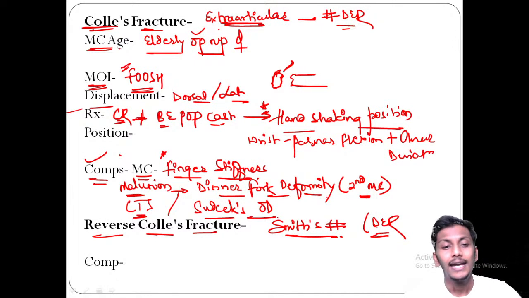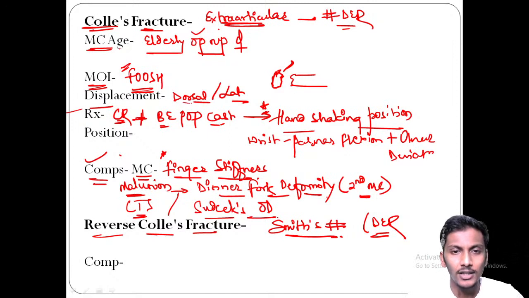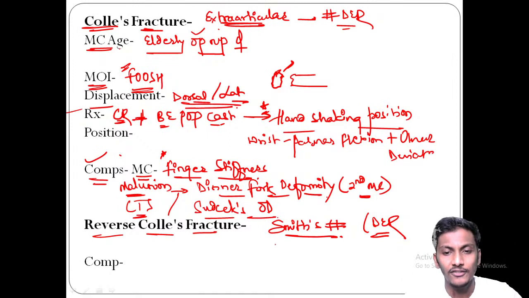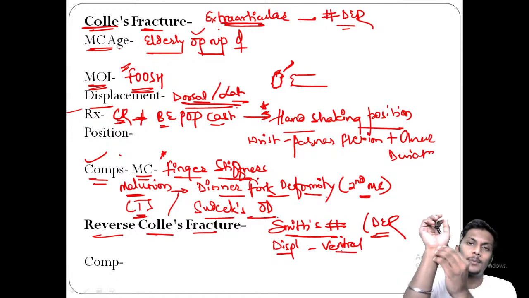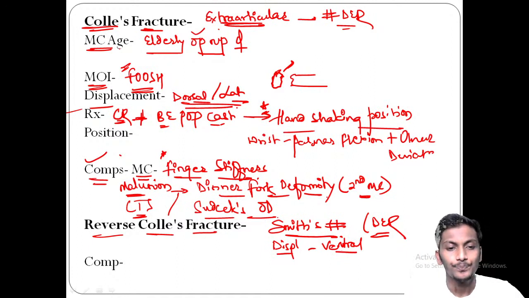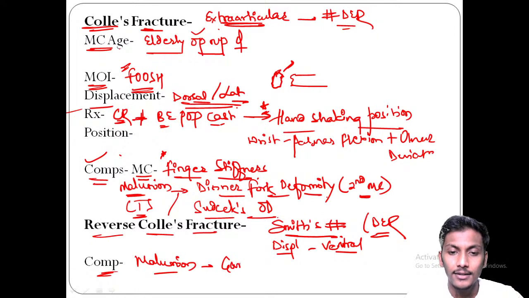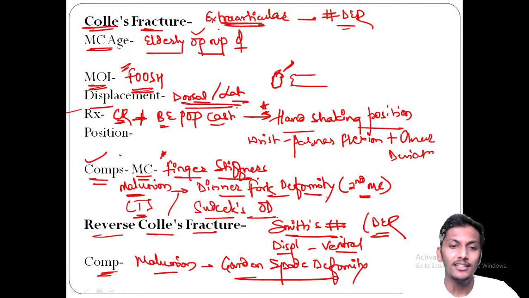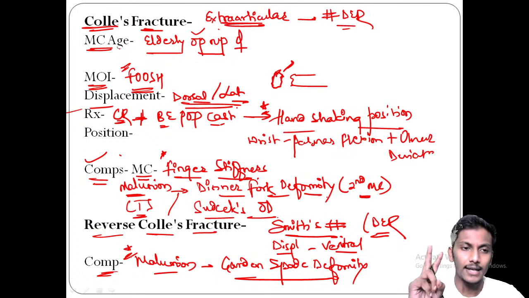So what is the difference? We have seen in Colle's fracture, the displacement was dorsal or lateral. But in cases of Smith fracture, the displacement is ventral, anterior displacement will be seen. The fractured fragment would be displaced anteriorly. Right? And what is the complication? If the Smith's fracture or the reverse Colle's fracture is malunited, it can lead to a deformity known as garden spade deformity. So in Colle's we can see dinner fork deformity, and in Smith's we can see garden spade deformity. Important two deformities that you need to remember.